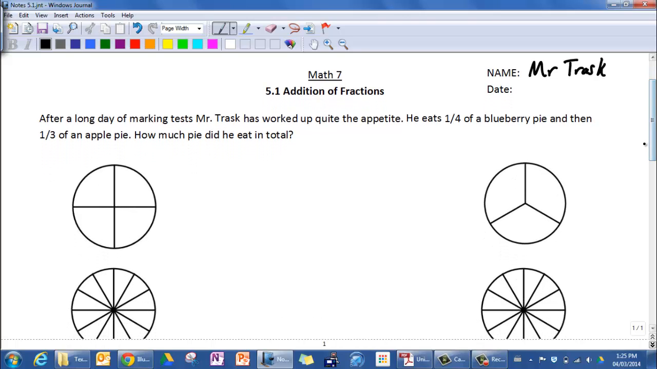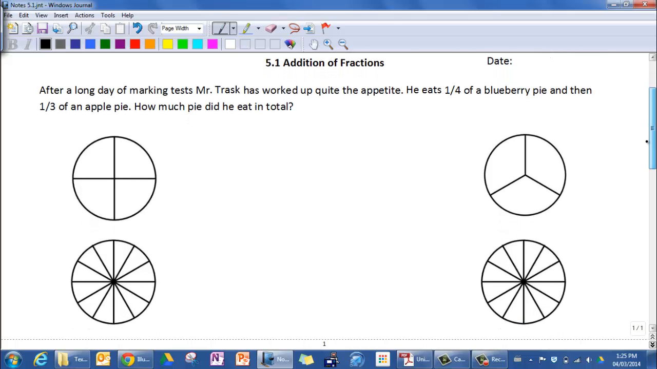Okay, so basically this chapter we're going to be working with adding and subtracting fractions. And we've got an example here that's going to show us how to do that. It says, after a long day marking tests, Mr. Trask has worked up quite an appetite, and as usual, he eats 1/4 of a blueberry pie and then 1/3 of an apple pie. How much pie did he eat in total?